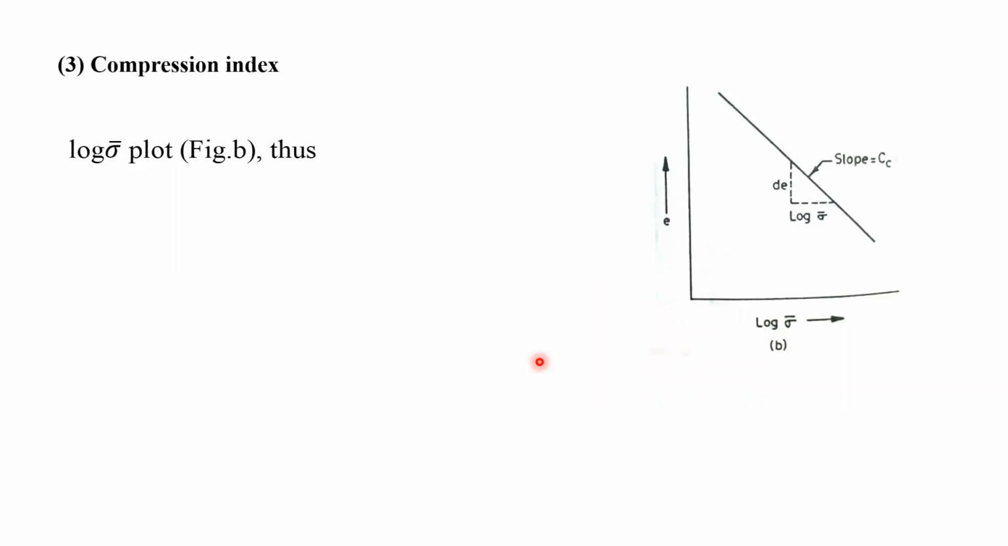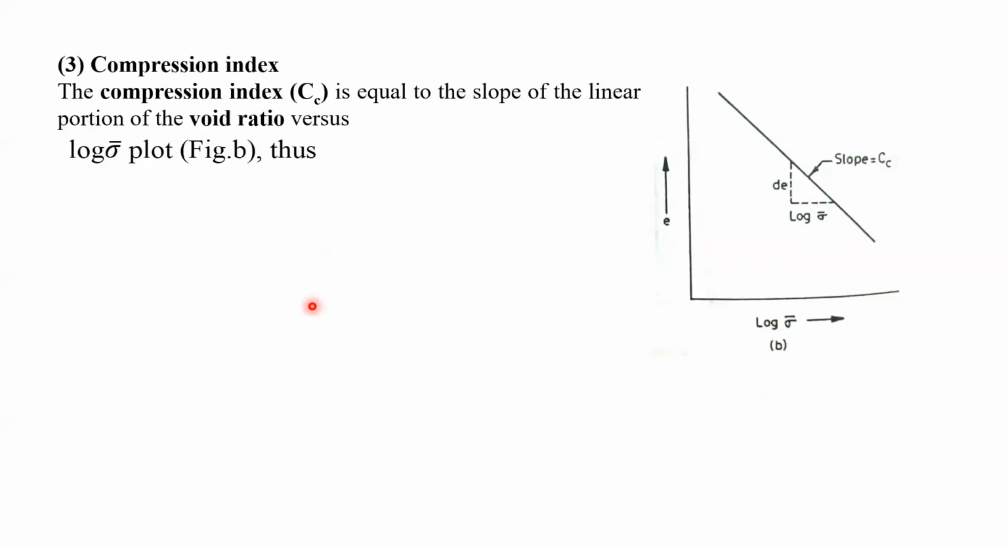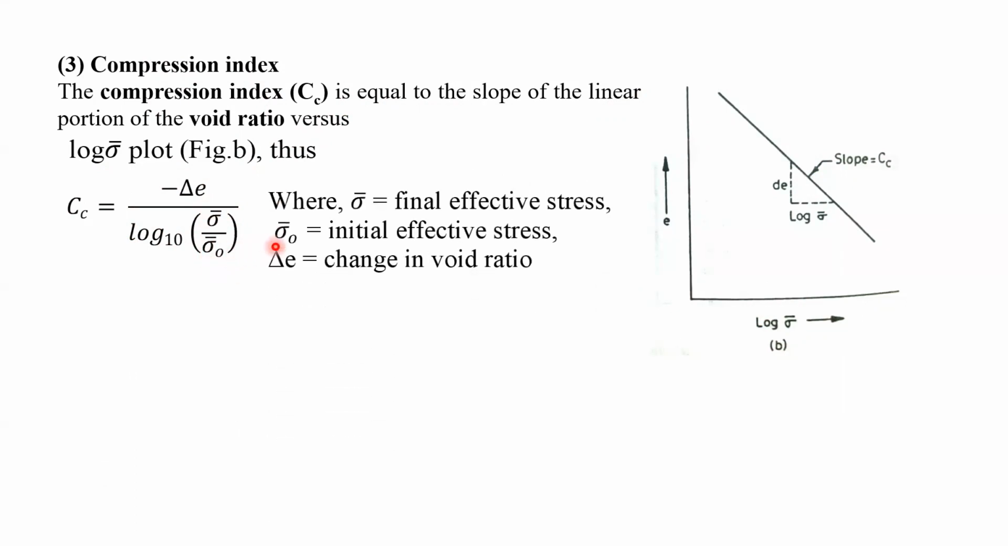Next, the compression index. The compression index is equal to the slope of the linear portion of the graph drawn between the log of effective stress and void ratio. The graph is in the form of a straight line. The compression index is defined as the change in void ratio divided by the log of the final effective stress over the initial effective stress.